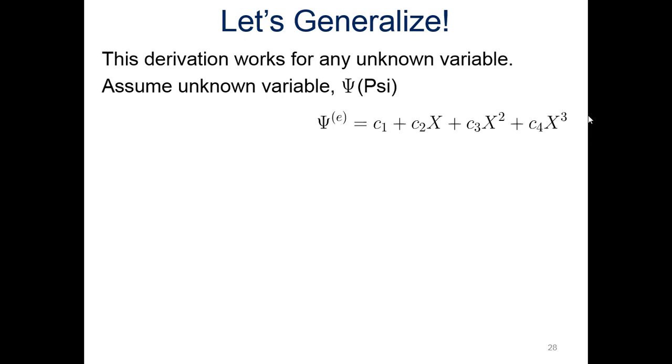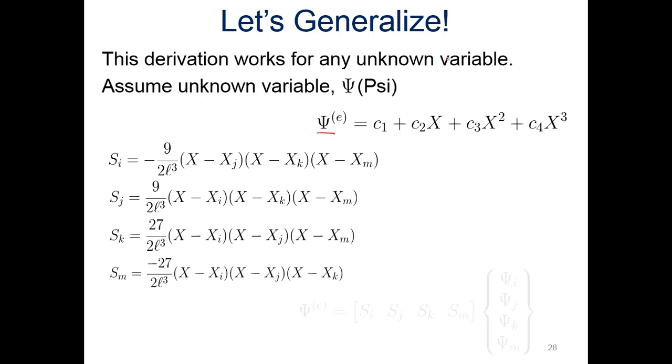So again, generalizing, we can look at our psi variable here. So psi, cubic function. There's all our shape functions and then the resulting matrix form of that. Again, we could do this for temperature, we could do this for displacement, and we could do this for velocity.